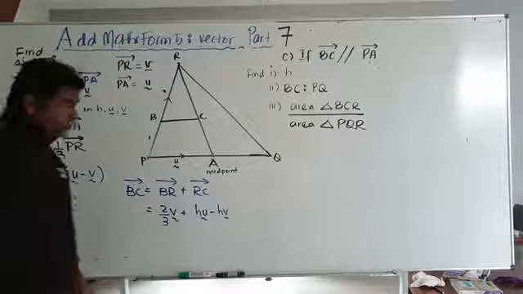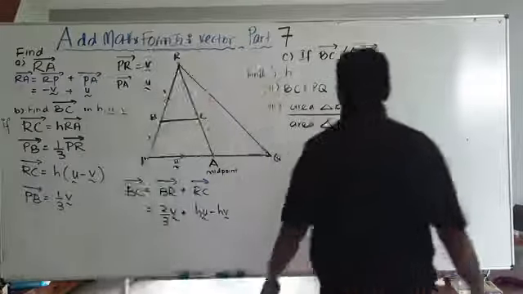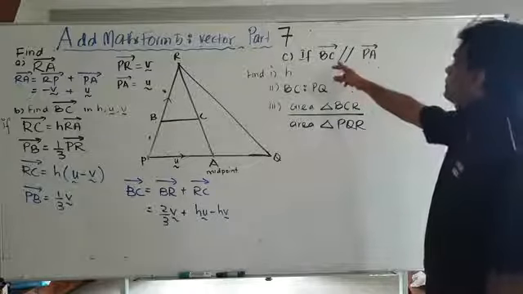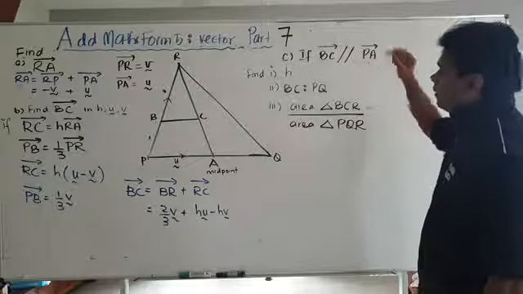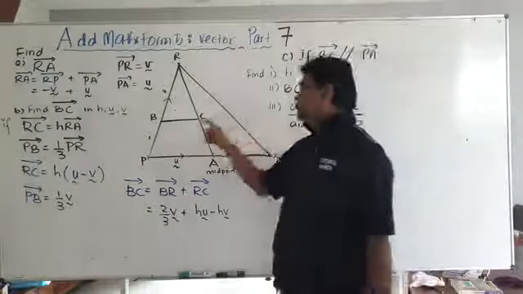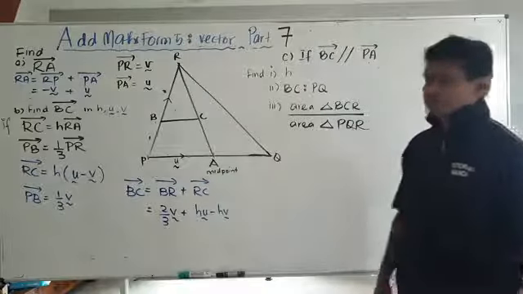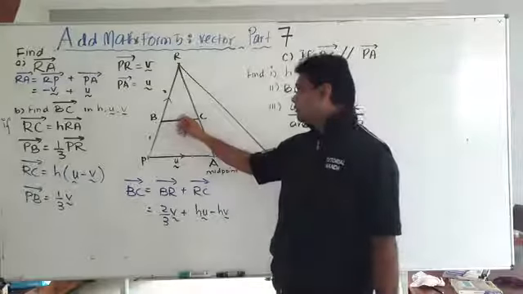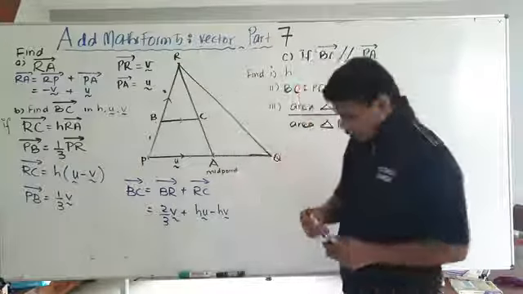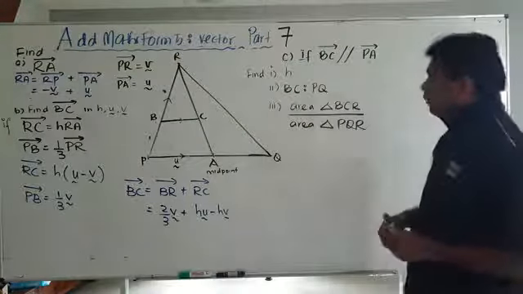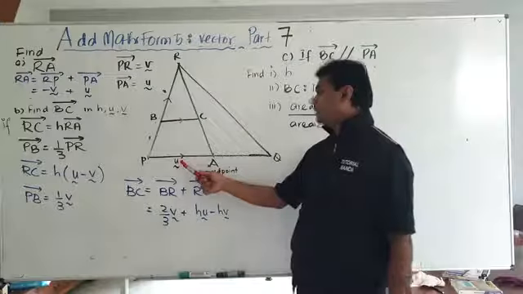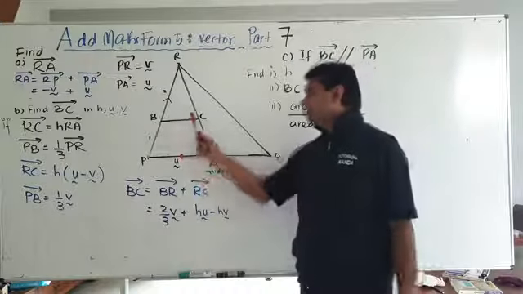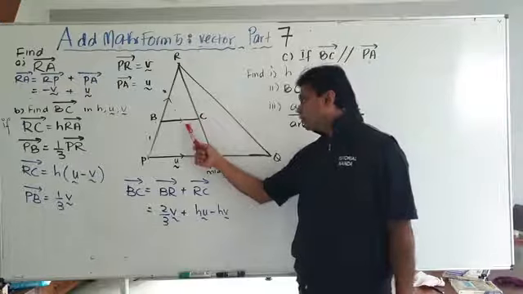Okay. Next, it is said that, question C, BC is parallel to PA. That's BC. BC and PA are parallel. If they are parallel, it means anything which is parallel, what's the theory? The theory for parallel is they must have the same vector, which means the vector for BC must also be U.